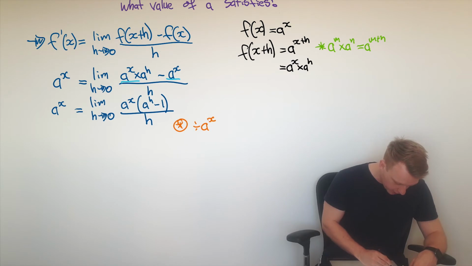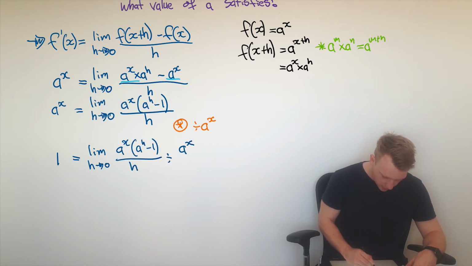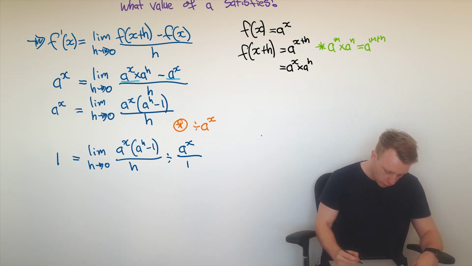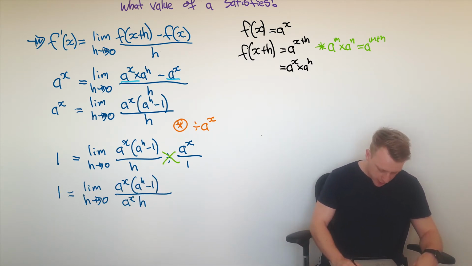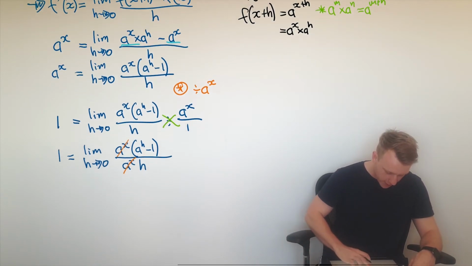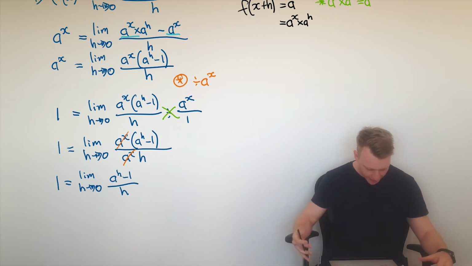When I divide a to the power of x by a to the power of x, I just get 1, and that's going to equal the limit as h approaches 0 of a to the power of x, and I'm going to write that as a fraction, a to the power of x over 1, so I can do some cross multiplying here. And what you'll notice is those a to the power of x's cancel off, which is kind of nice, and that leaves us with 1 being equal to the limit as h approaches 0 of a to the power of h minus 1, all divided by h.